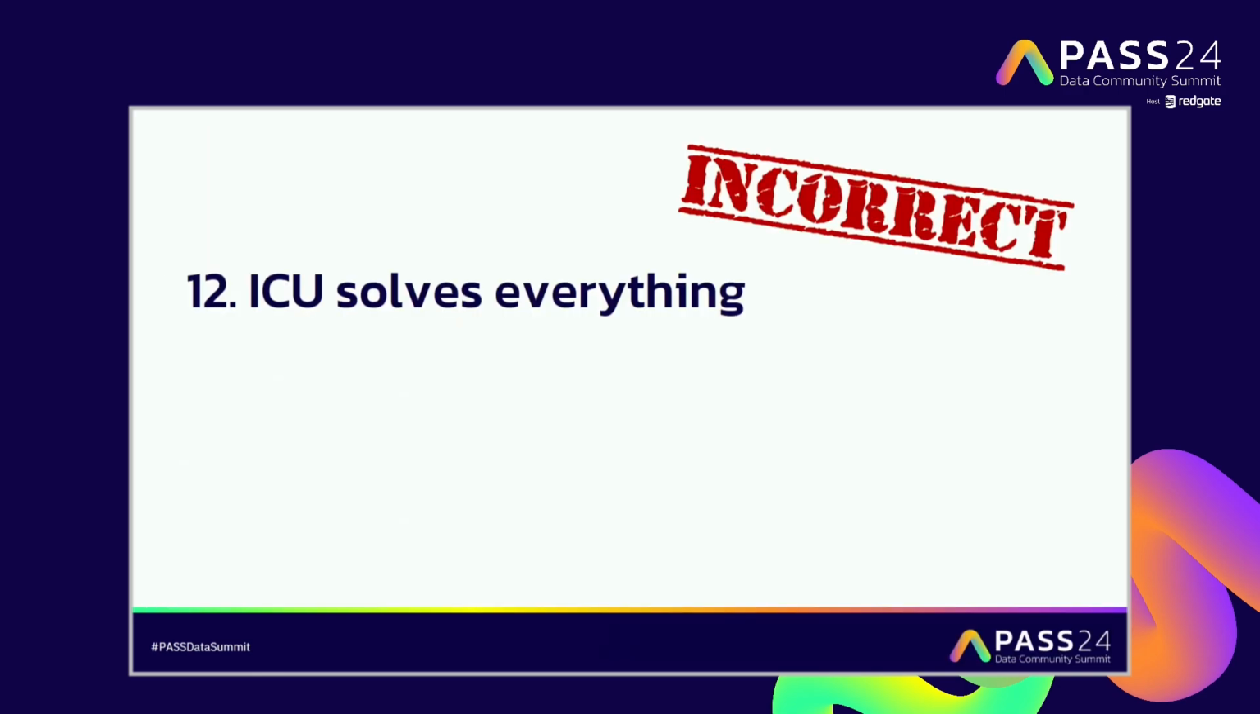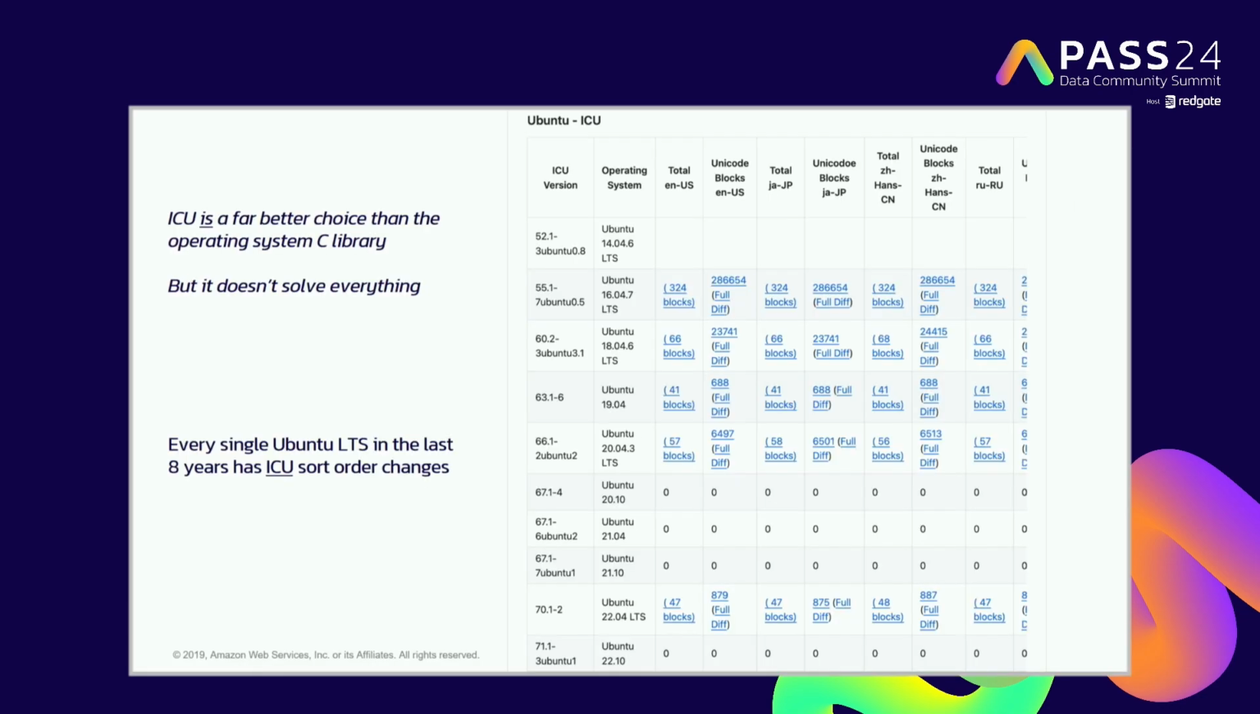All right, my next one, number 12. This is the one that all of us, myself included, so badly wanted to believe for many years, and that is that ICU is going to solve everything. We really, really wanted this to be true. And don't get me wrong, ICU is a far better choice than using the operating system when it comes to collation. Something that I like to say is that the C libraries are written by kernel and operating system nerds. ICU is written by language geeks. People that get involved in Unicode are usually people that are really interested in language and all the human aspects of computing. So ICU is a fantastic library. It is better, but it doesn't solve everything.